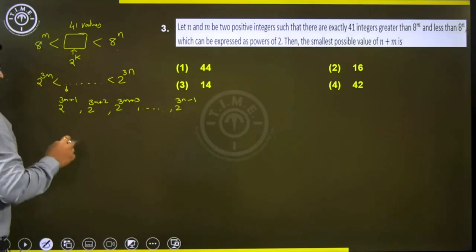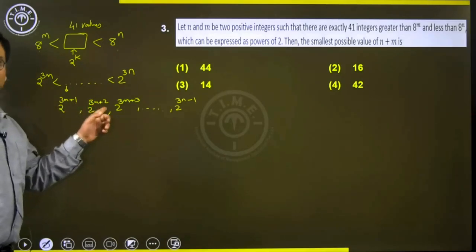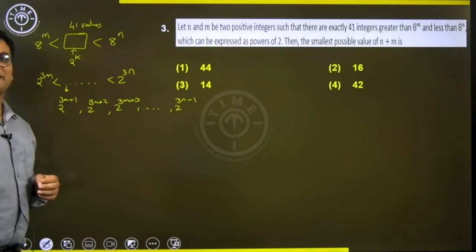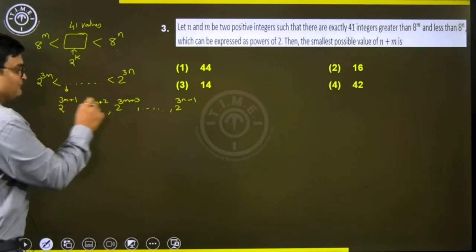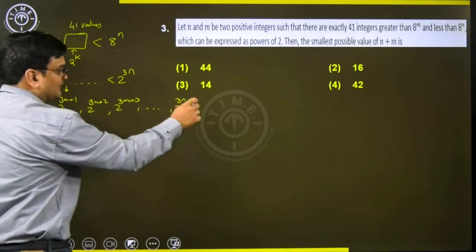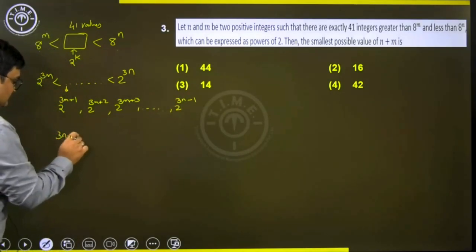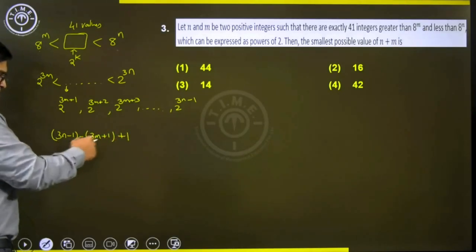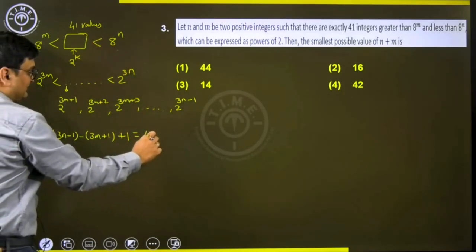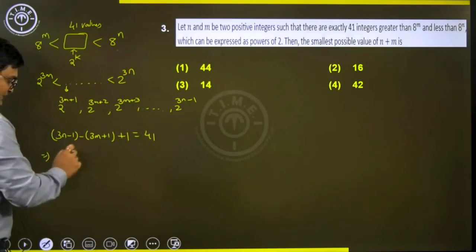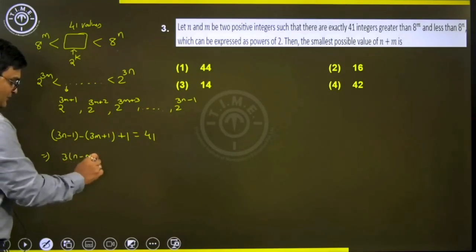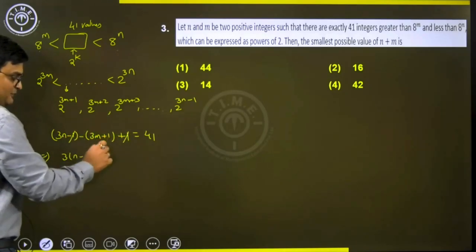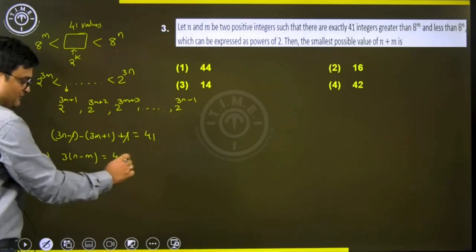So we have a formula. These are all integer values, the powers. The number of integers between a and b including both is nothing but b minus a plus 1. So here from 3m plus 1 to 3n minus 1, the number of terms will be nothing but 3n minus 1 minus (3m plus 1) plus 1, b minus a plus 1. That is given to be 41. So we solve this. 3n minus 3m will be 3 into (n minus m), taking 3 common. Minus 1 plus 1, one of the minus 1s will cancel out. Minus 1 will be left here. Take it to the other side and make it 41 plus 1, 42.